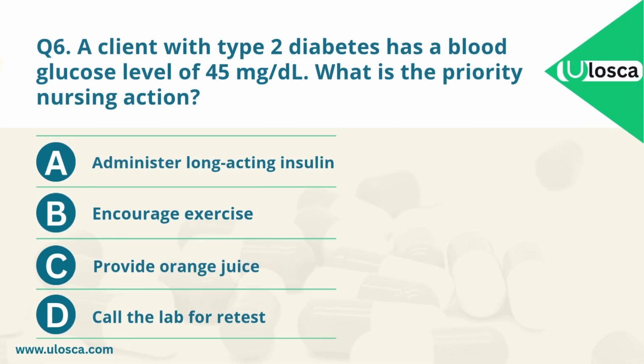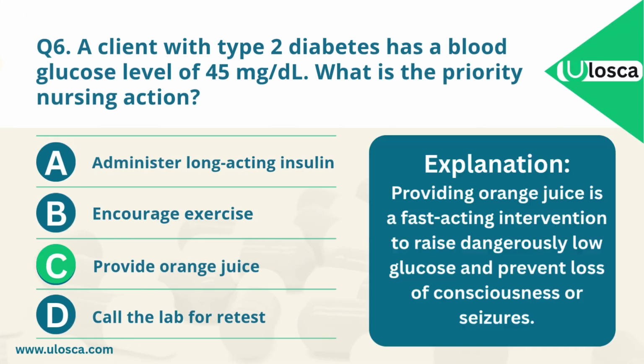The correct answer is C. Provide orange juice. Explanation. Providing orange juice is a fast-acting intervention to raise dangerously low glucose and prevent loss of consciousness or seizures.